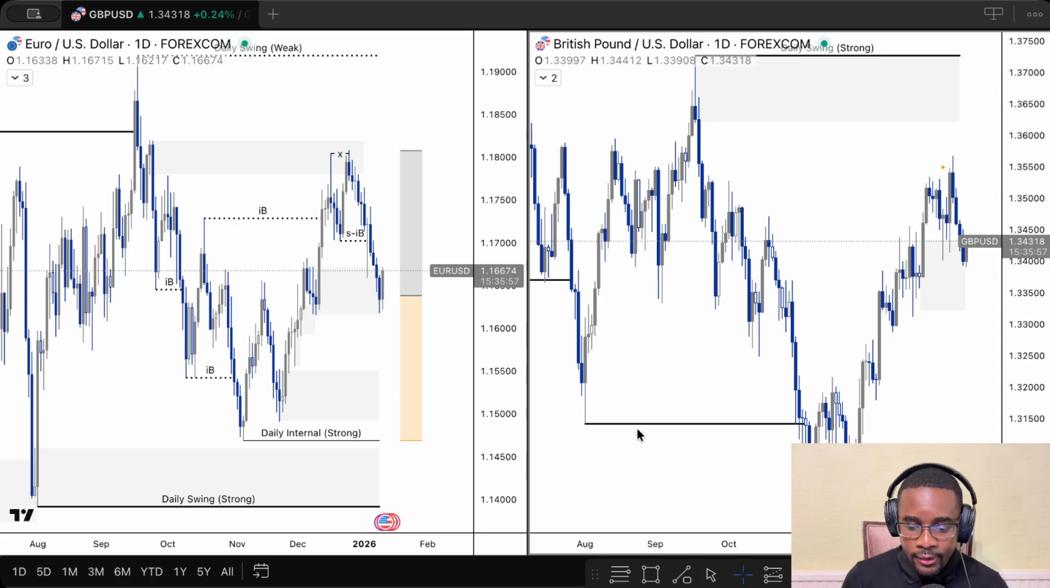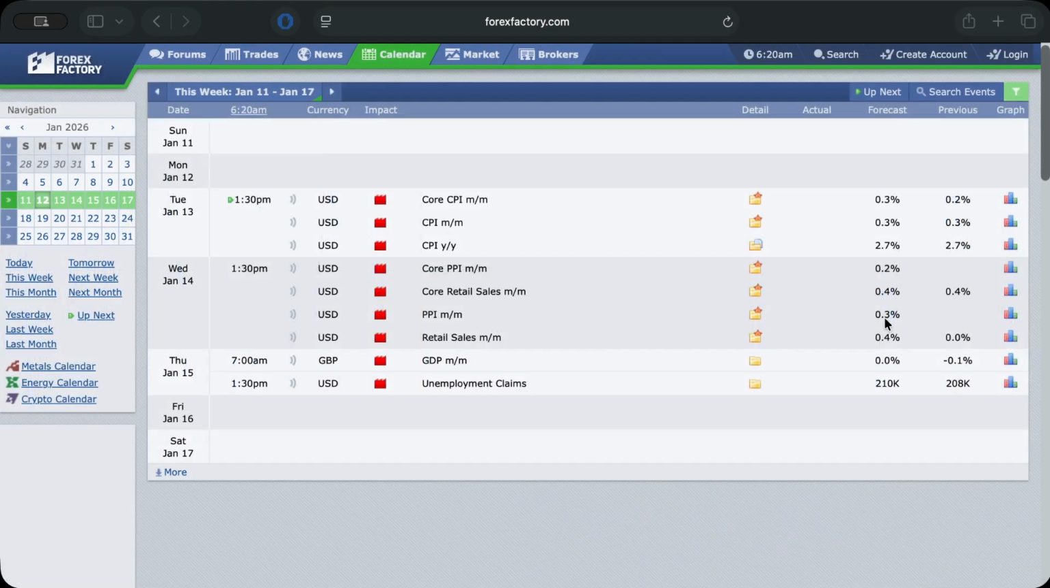Good morning, good morning. Welcome to the Working Trader on this Monday morning, where we look at forex pairs, particularly the Euro USD and the GBP USD, and do daily trade analysis and then try to come up with trade ideas. So let's jump into Forex Factory and see what the news is lined up for this week.